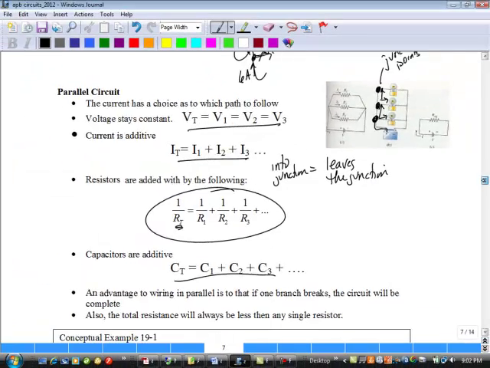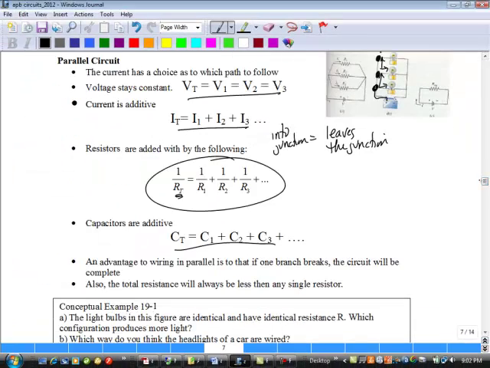So why would we want to wire things in parallel? One of the main reasons that we want to wire things in parallel is so if the one branch breaks, the current will have an alternate path with which to travel. Hopefully your house is wired in parallel, and so if you want to turn off the closet light, the bathroom light can still be on.